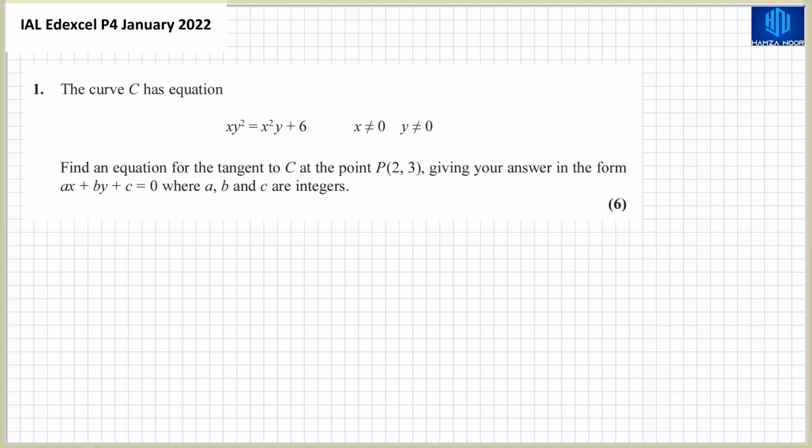So it says that the curve C has equation xy² = x²y + 6, where x is not equal to 0 and y is also not equal to 0. So the requirement is to find an equation for the tangent to curve C at the point P, which is (2, 3), and you need to give your answer in the form ax + by + c = 0, where a, b, and c are integers.